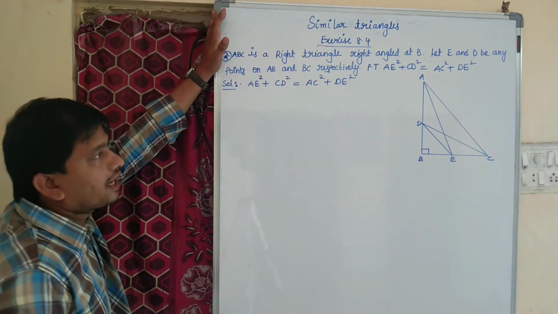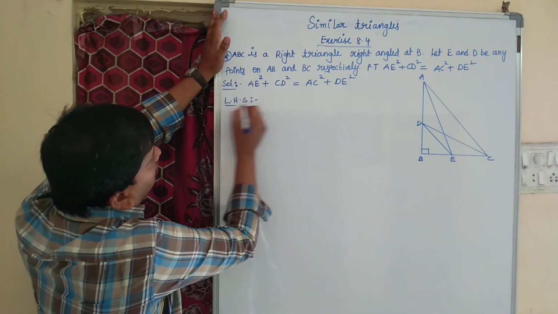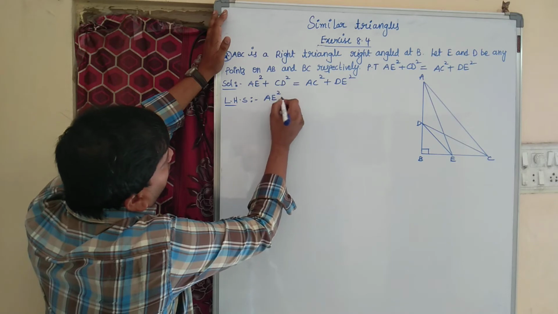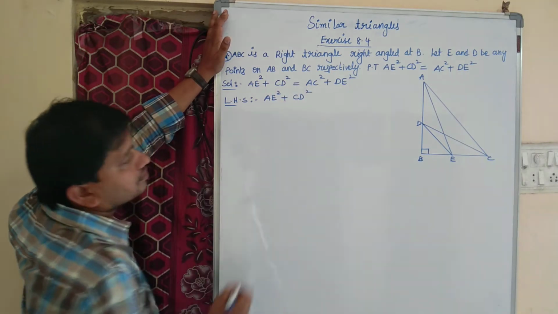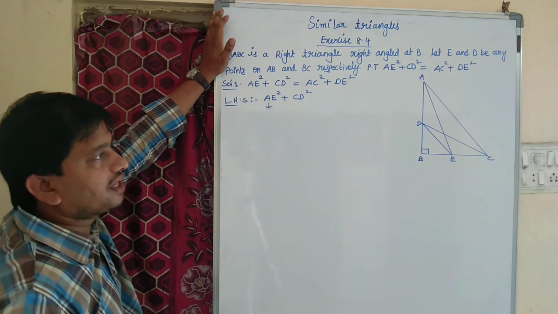Now I have the LHS over here, AE square and CD square. Okay, first my base is AE. Where is AE?